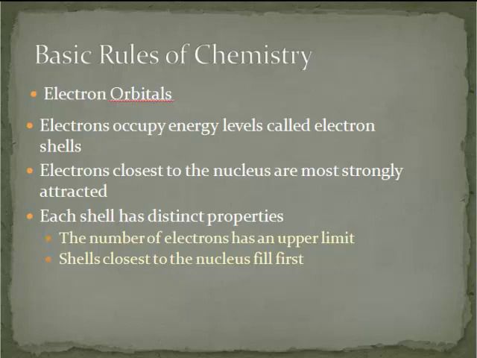So each shell can only have a certain number of electrons, and then it's considered full, and the other electrons have to go to another shell, then the next shell. Shells that are closest to the nucleus are going to fill up first, and then they're going to move out. So this is kind of like when you're coming into a room.